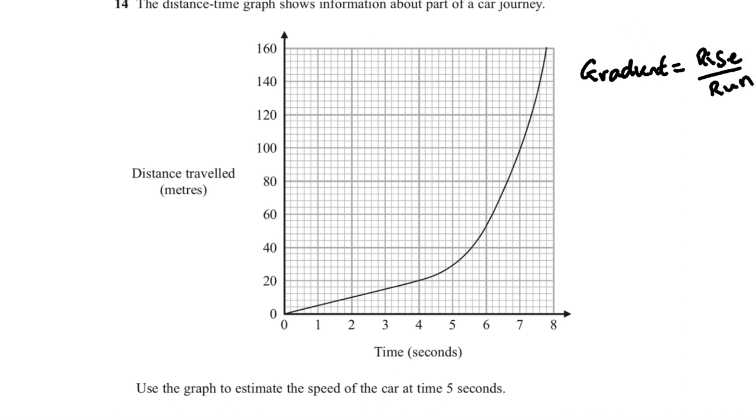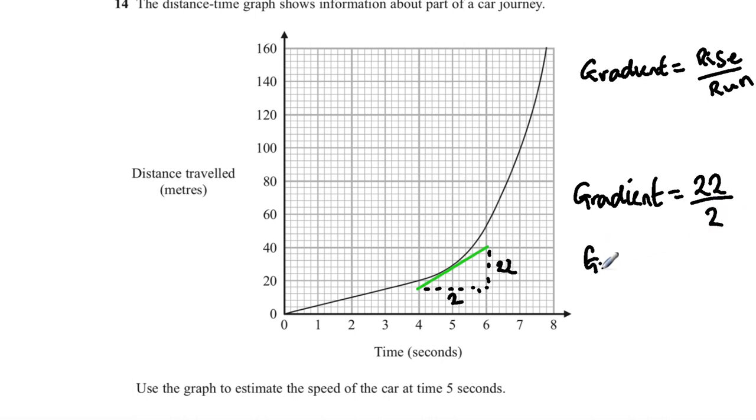Okay, so let me just draw my tangent. So this is my tangent. Now I'm going to calculate the gradient. I'm going to work out the difference. The difference from here to here is 22, and the difference from here to here is 2. Now the gradient is equal to the rise, which is 22, divided by the run, which is 2. Therefore, the gradient and the speed is 11. And that's your final answer.